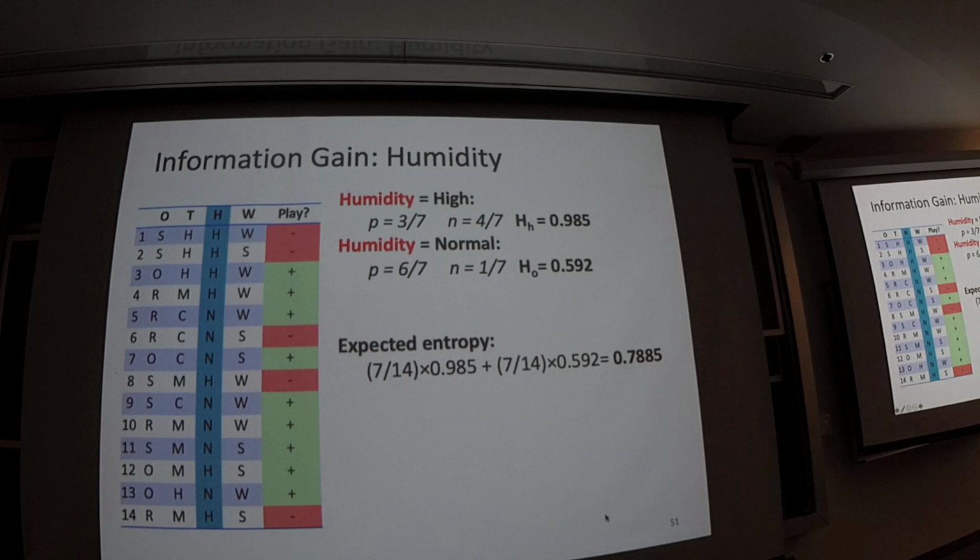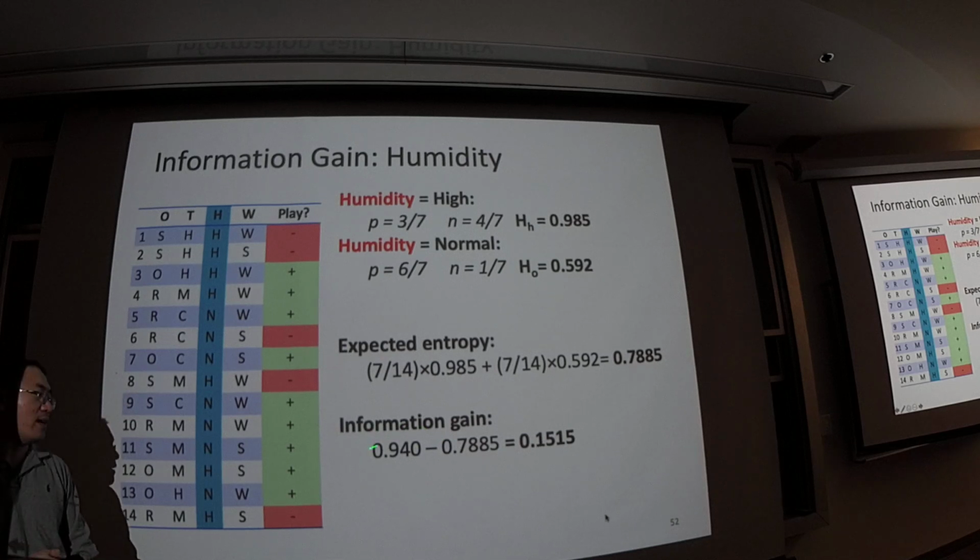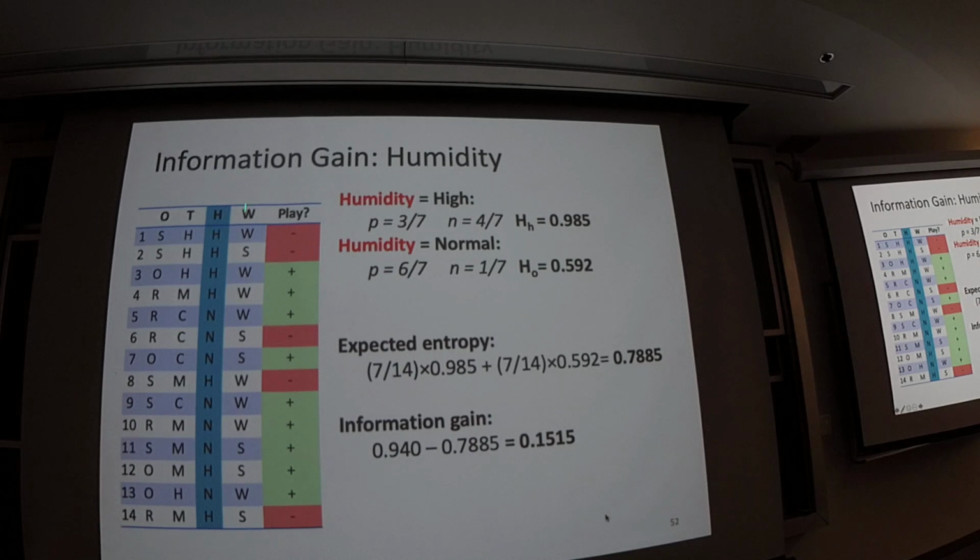So you don't need to calculate that entropy for the empty set. Now you calculate the expected entropy weighted by the size: 7 for humidity high, 7 for humidity normal, and you end up with an expected entropy of 0.7885. Now we calculate the information gain: subtract the expected entropy from the entire data set's entropy, which gives 0.1515. So now I have the information gain for humidity.